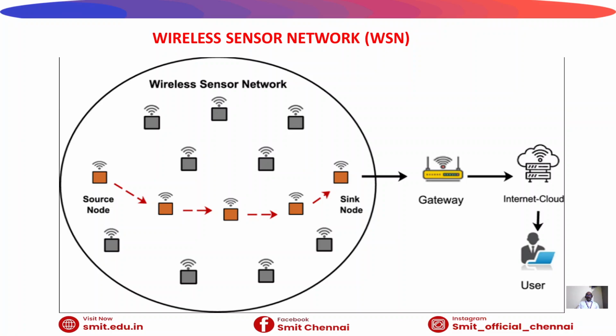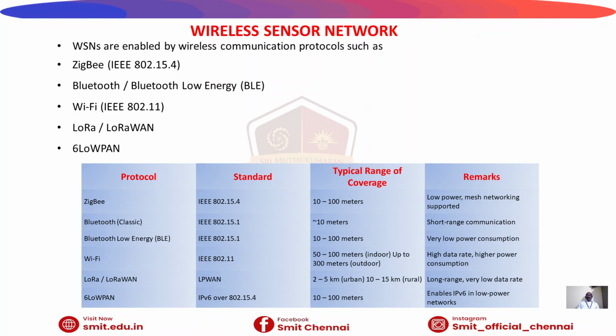WSNs are enabled by wireless communication protocols such as Zigbee, Bluetooth Low Energy, Wi-Fi, LoRaWAN, and 6LoWPAN. These are the protocols that mainly help enable WSN. For Zigbee and the other standards, the typical coverage is also given, along with whether each is used for short range, high data rate, or long range. Everything is clearly depicted in the structure below.